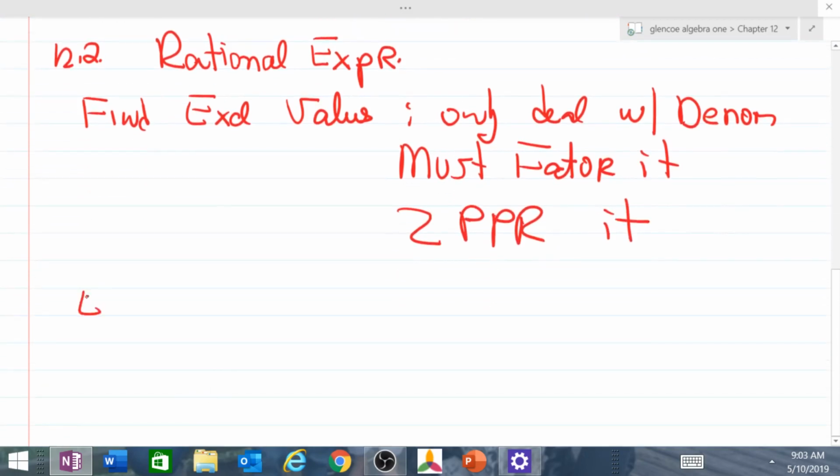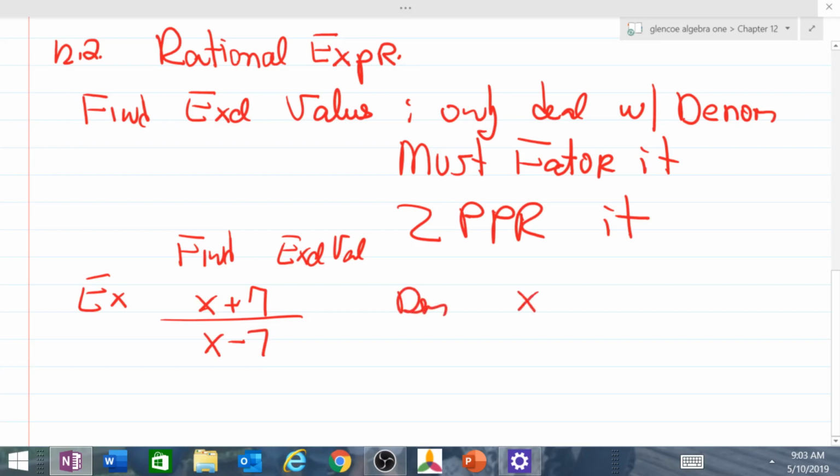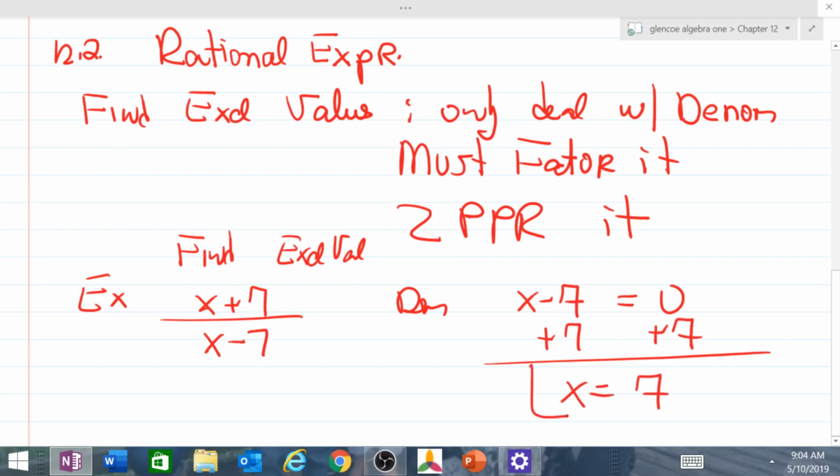Okay. So here's an example. Find the excluded values of x plus 7 over x minus 7. So we take the denominator of x minus 7. We set it equal to 0. We add 7 to each side, and the excluded value would be x equals 7.